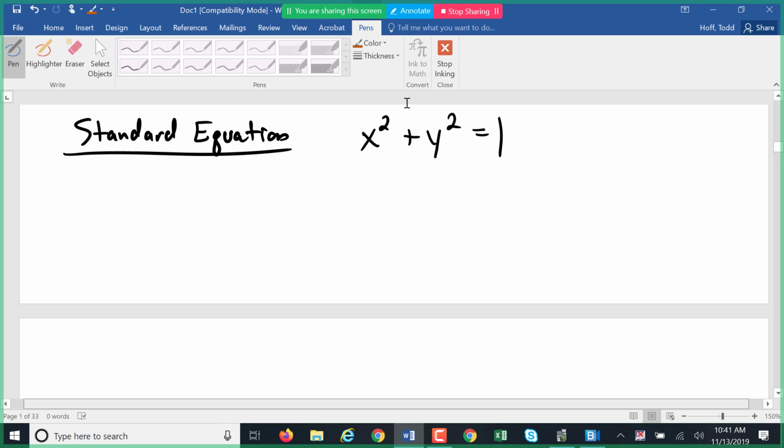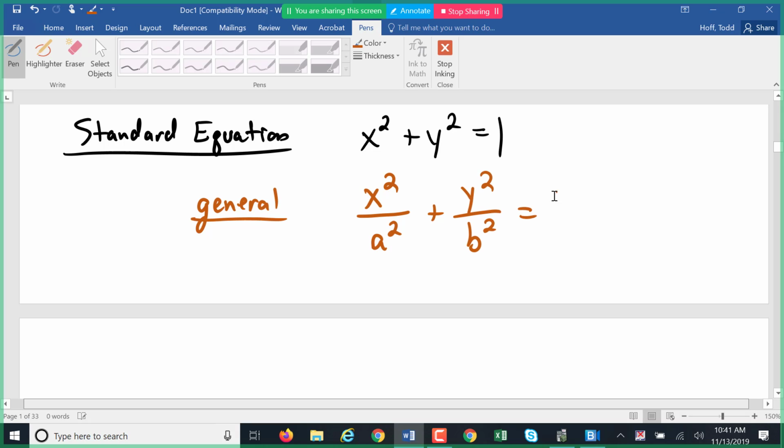So a little bit more general, or more useful, form of the equation for an ellipse looks like this: x squared over a squared plus y squared over b squared equals 1. Notice it's still equal to 1 on the right side. For an ellipse and for a hyperbola, it's always going to have to be equal to 1 on that right side. Well, let's look at what these other things in here mean.